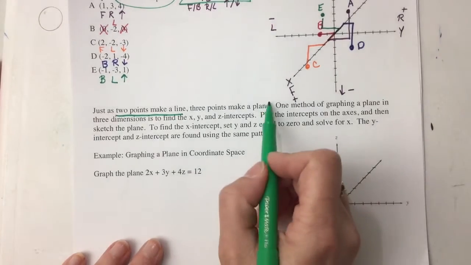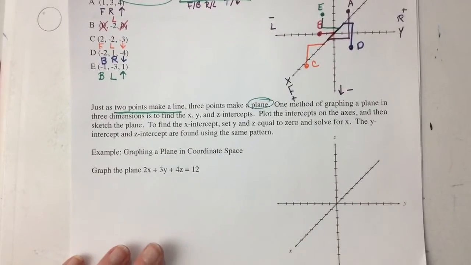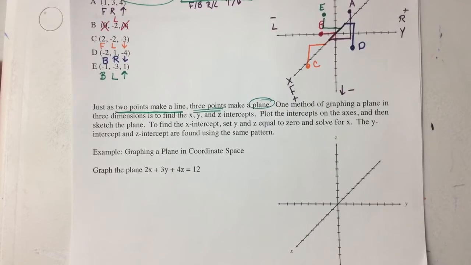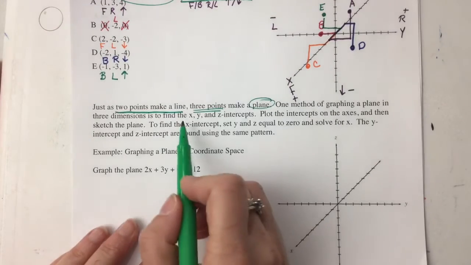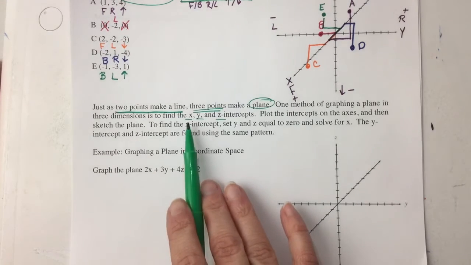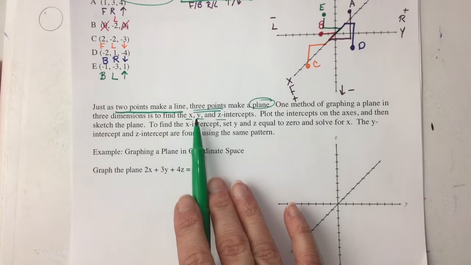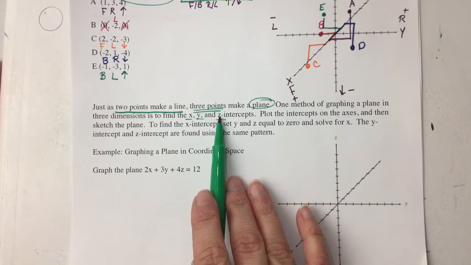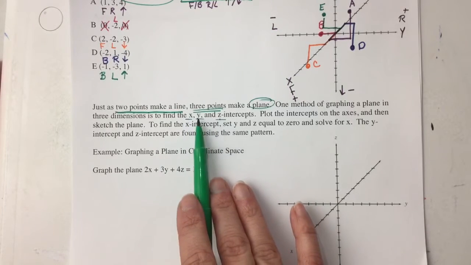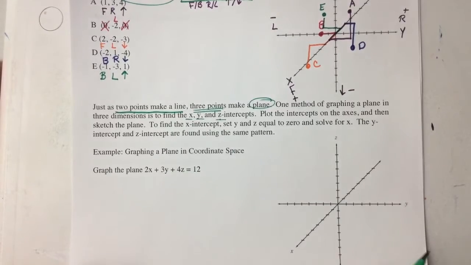When we're working in 3 dimensions, the object that we're getting is called a plane, and it takes 3 points. The easiest method of graphing a plane is to find your x, y, and z intercepts. Remember, an intercept is where the plane is going to touch the x-axis, the y-axis, and the z-axis. In order to find your x-intercept, you plug in a 0 for y and z and solve for x. If you want to find the y-intercept, you plug in a 0 for x and z and solve for y. Okay, so you follow that pattern.